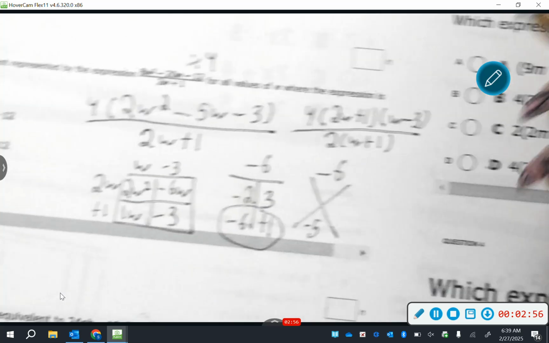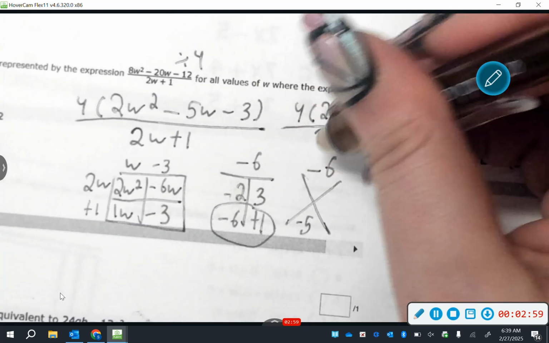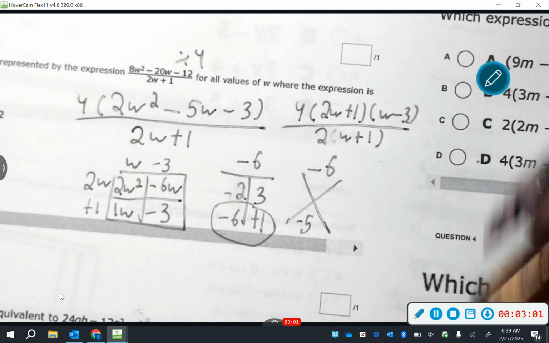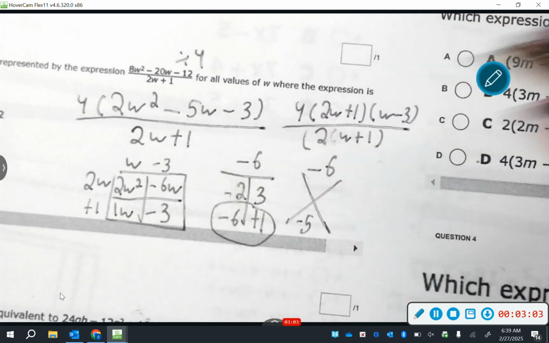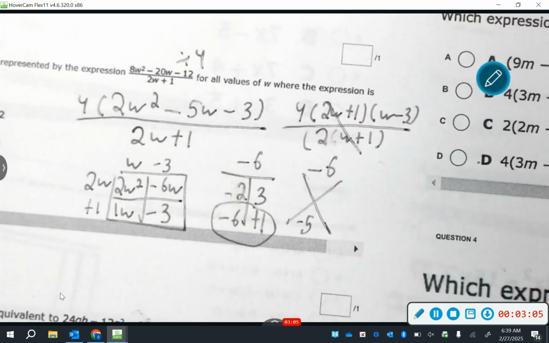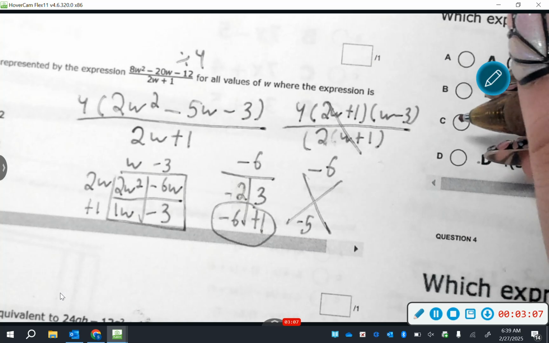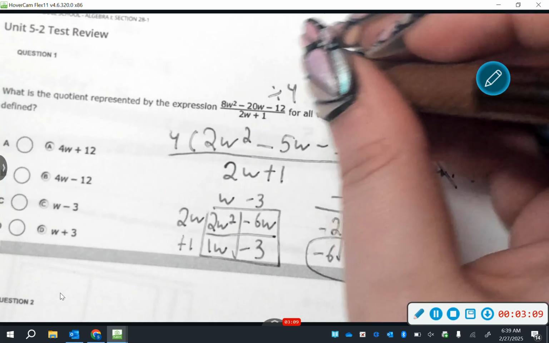Well, I'm going to cancel out what they have in common. Well, that's this. I can't cross out the 4, so what we're left with is 4 times w minus 3.